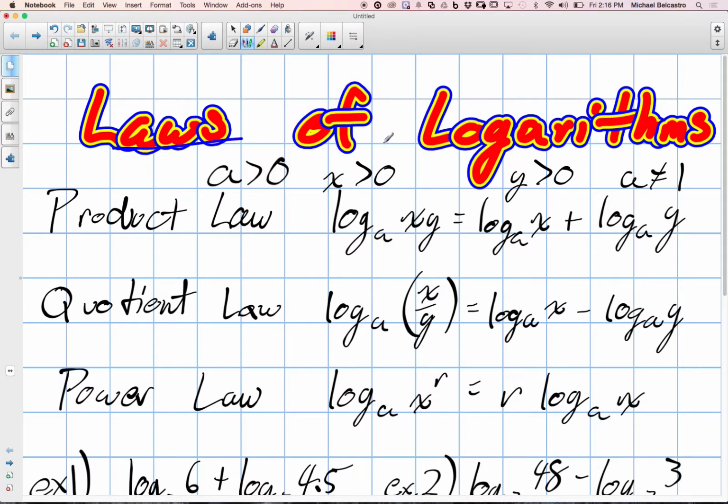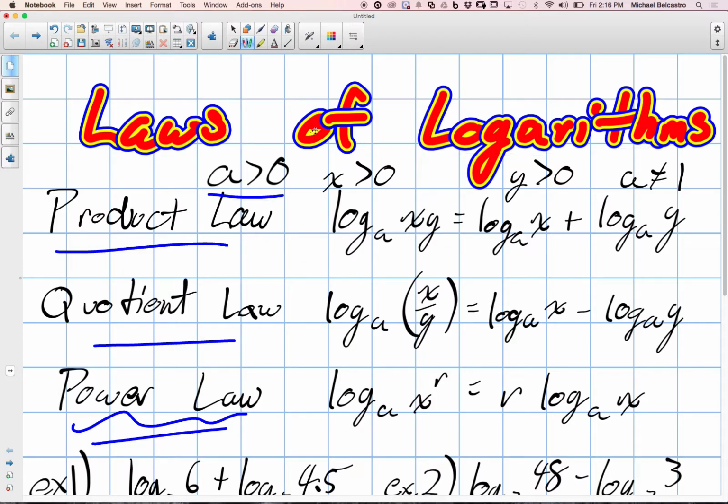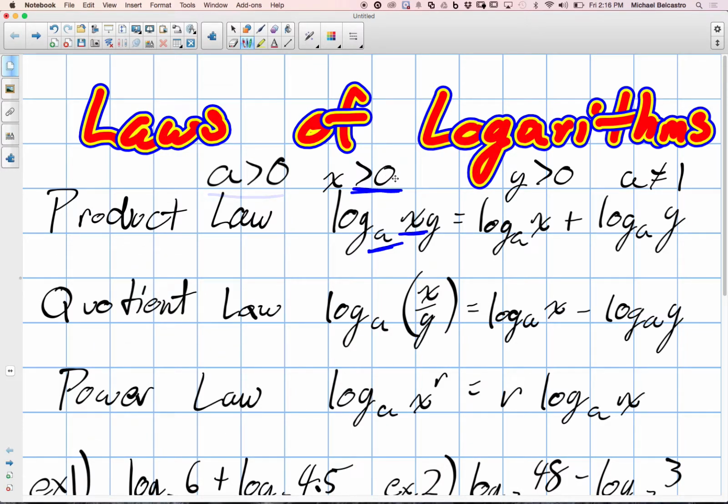Look at the laws of logarithms, okay? So we briefly talked about the power law before, but let's actually go through them. In order for these laws to be fulfilled, or to be able to use them, we need the a value, the base of the log, to be greater than 0. The x value, the number that the log is of, needs to be greater than 0, and the same for y. And the a value also is not equal to 1 in these instances.